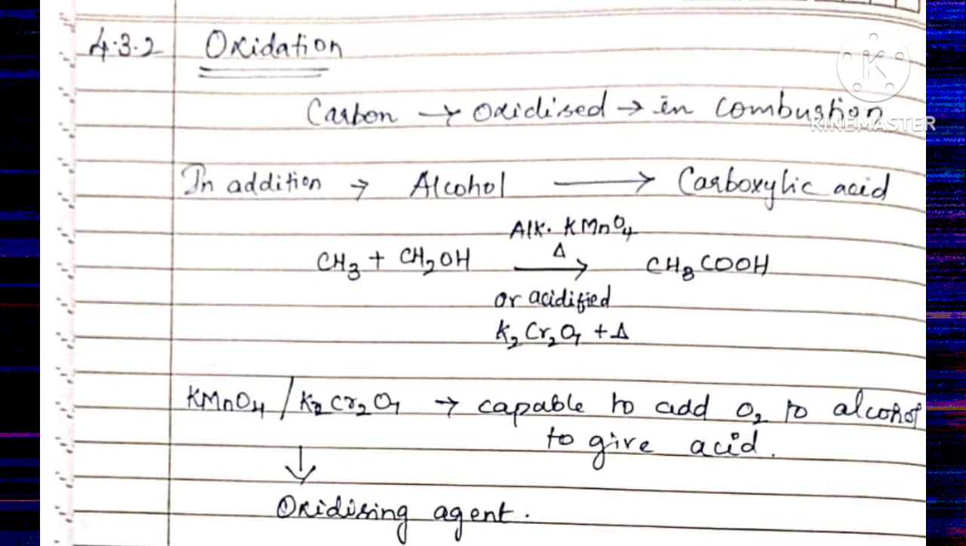Next, coming to oxidation, carbon getting oxidized is called combustion. In addition, alcohol during oxidation leads to carboxylic acid. We can see the example here. Ethanol gives rise to acetic acid in the presence of alkaline potassium permanganate or acidified potassium dichromate.